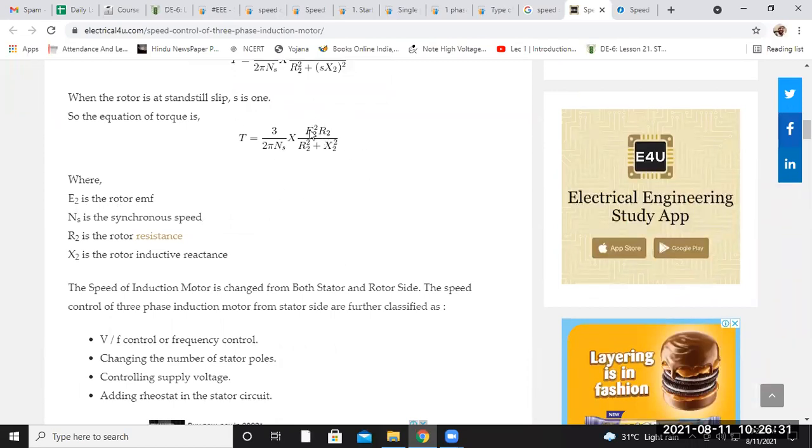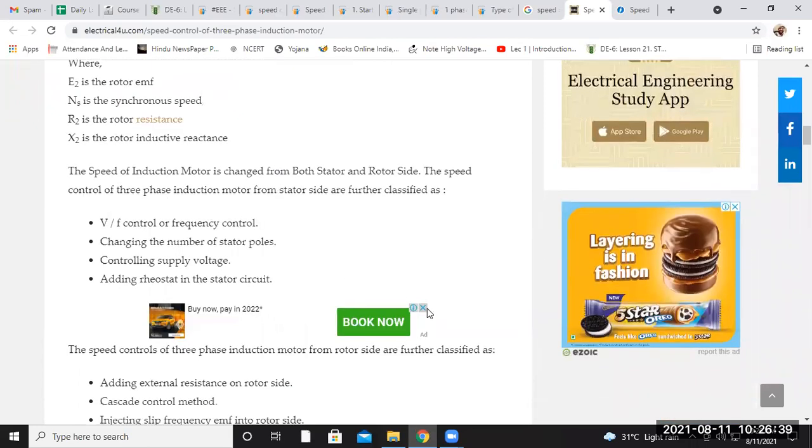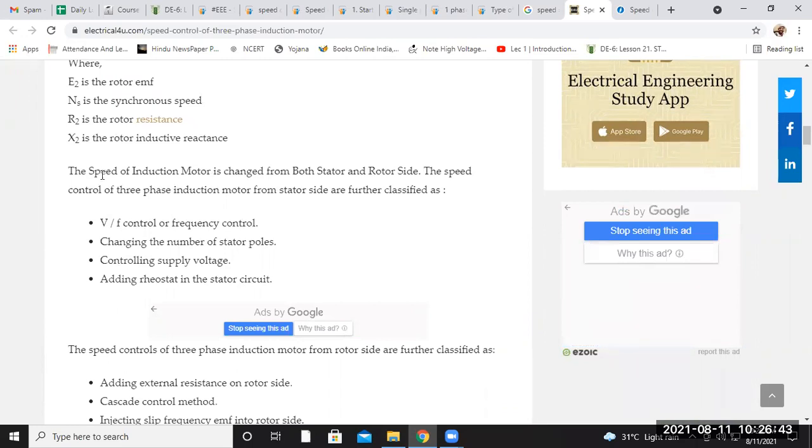Here E2 is your rotor EMF, Ns is the synchronous speed, R2 is the rotor resistance, X2 is the rotor inductive reactance. Finally, you can see the speed of the induction motor can be changed from both the stator and rotor side. If we can control some value of the stator part, then we can control the speed. And if we can control the rotor side value, we can also control the speed of the induction machine.